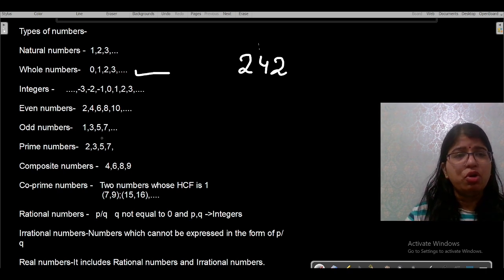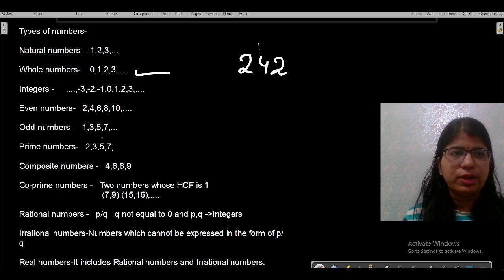Similarly, what are odd numbers? Odd numbers are the numbers which are not divisible by 2. That is, if you divide that odd number by 2, the remainder will be 1.